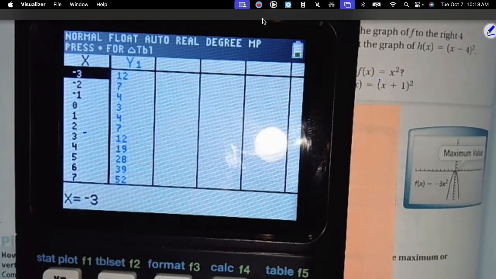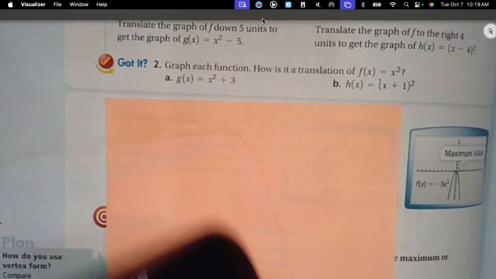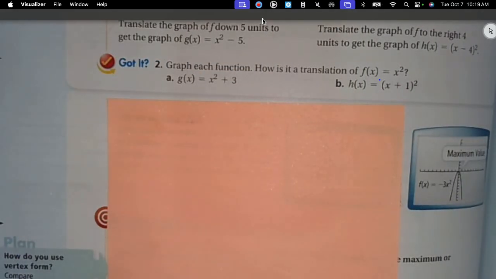-1, 0, 1. Okay, with -1, 0, and 1, you are going to see the parabola. Do y'all see how these numbers start repeating? So, does that make sense if you use your graph? You're going to want to use your graph on your calculator eventually. Is everybody good so far?